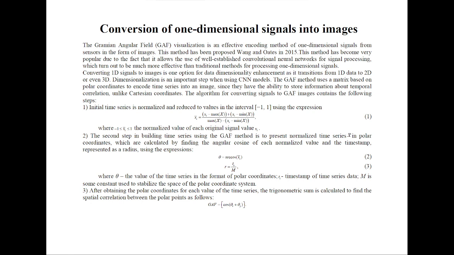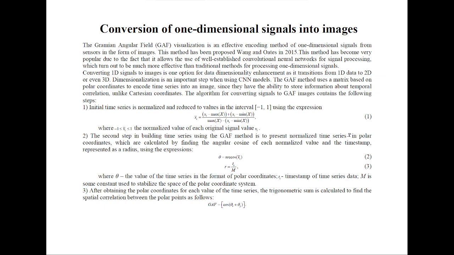Converting one-dimensional signals to images is one option for data dimensionality enhancement, and it transitions from 1D data to 2D or even 3D. Dimensionalization is an important step when using CNN models. The GAF method uses a matrix based on polar coordinates to encode time series into images, since they have the ability to store information about temporal correlation, unlike Cartesian coordinates. The algorithm for converting signals to GAF images contains the following steps.